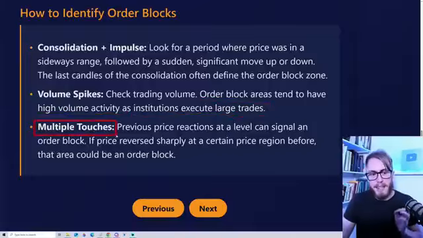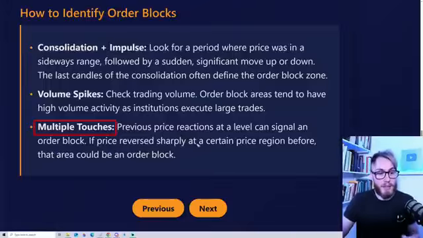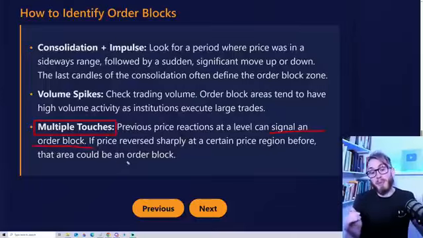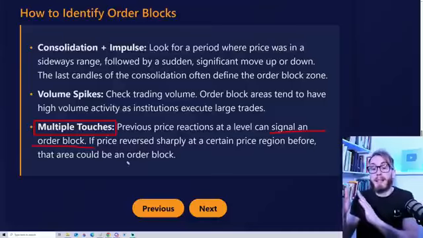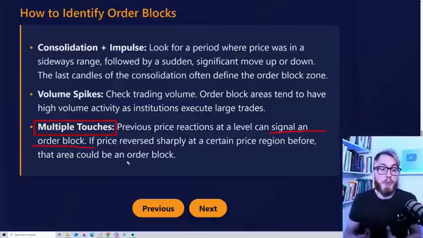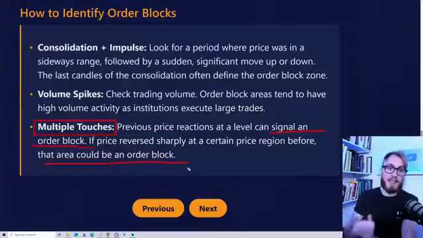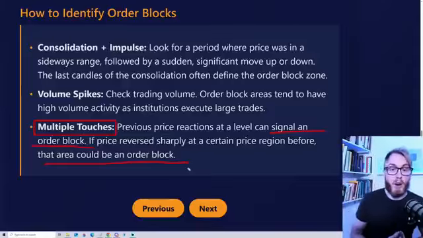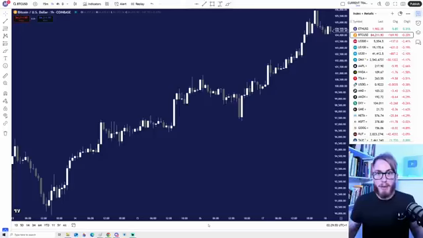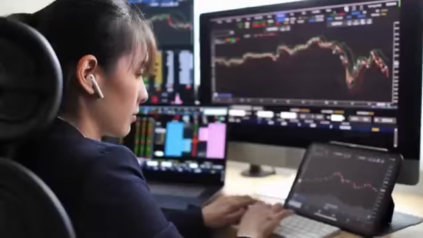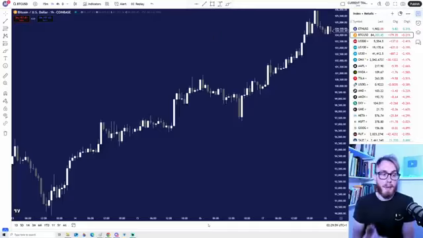Last but not least, this one is not as important, but multiple touches is something to have in mind. Previous price reactions at a level can actually help us signal an order block. If the price reversed sharply at a certain price region before, that area could actually be an order block. It can indicate that this is an area where the smart money are placing orders. But alright, so now let's take a look at the order block trading strategy step by step.